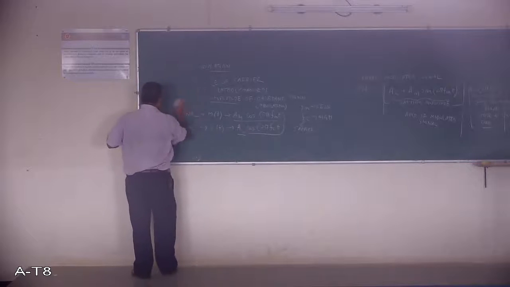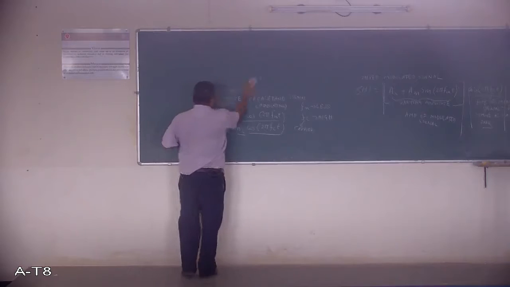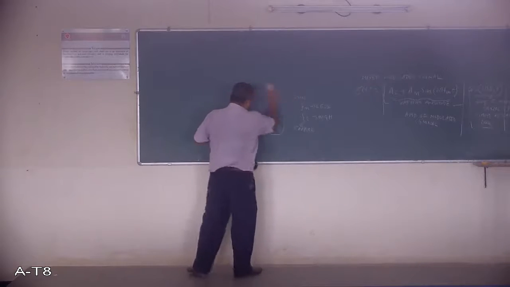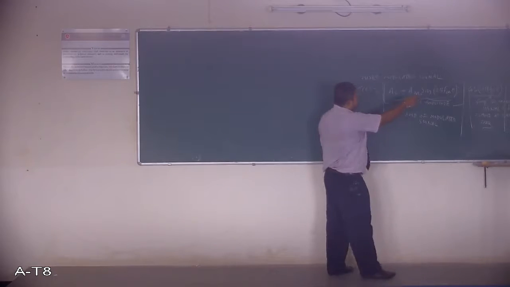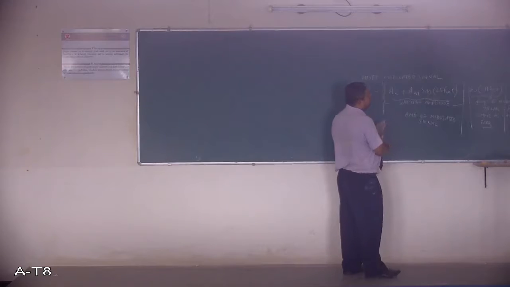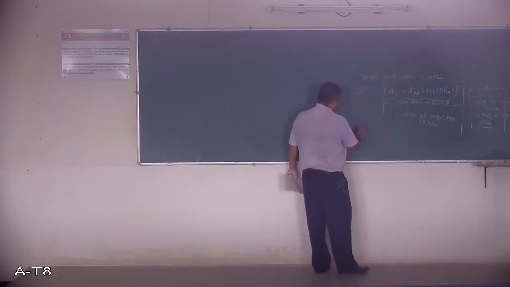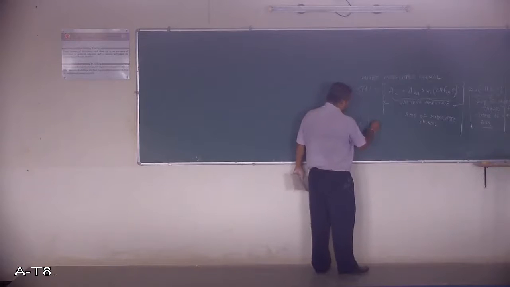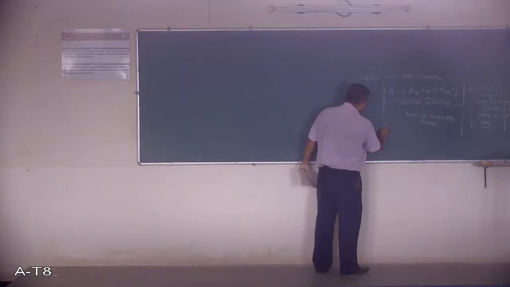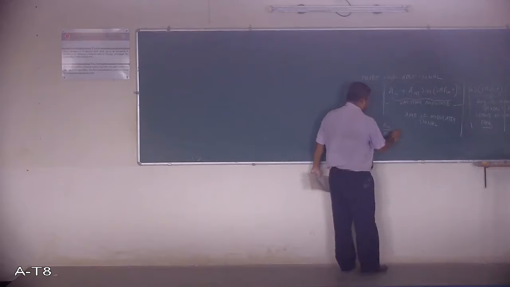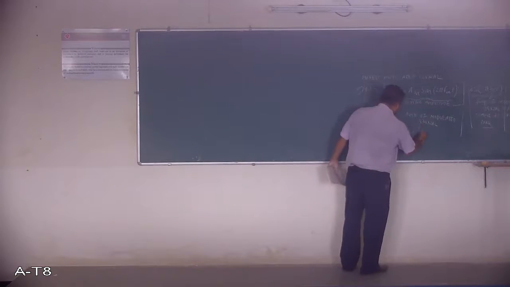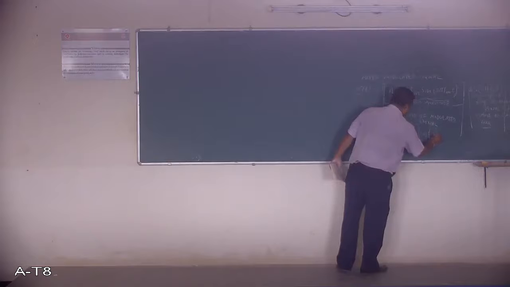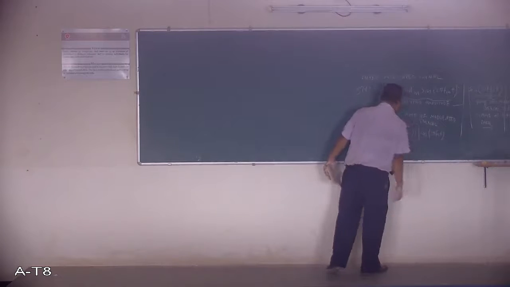What does the modulated waveform look like? There is a pictorial view, and there is a very small proof of this. This is AC plus AM sine 2 pi FMT cos 2 pi FCT. So what we do is we take AC outside. What we get is 1 plus AM by AC, sine 2 pi FMT and cos 2 pi FCT, like this.